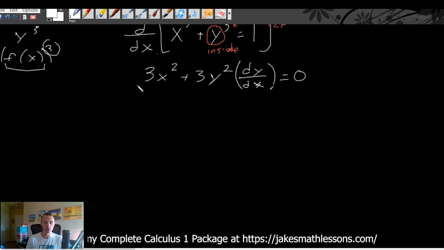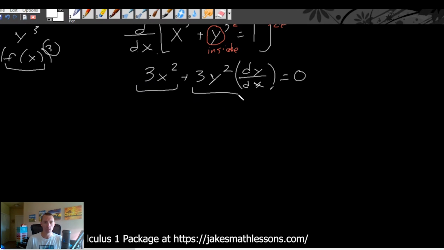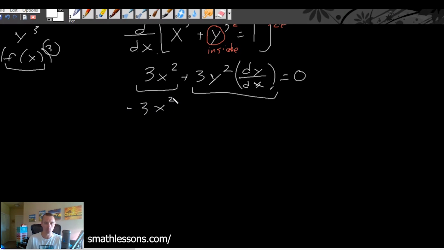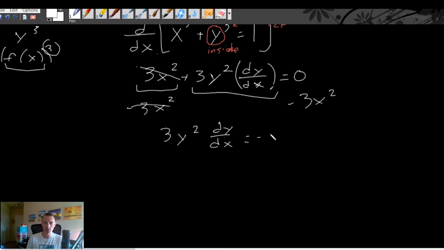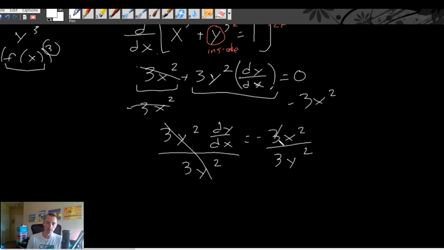So in this case, we have this term right here that does not have dy dx, this term right here that does. So we can move this term over to the other side by simply subtracting 3x squared from both sides. So that's going to cancel this term here, and we're just going to get 3y squared dy dx equals negative 3x squared. And then we can just divide by 3y squared on both sides of the equation, and that'll cancel it on the left. It'll cancel the 3's over here, so we would just be left with dy dx equals negative x squared over y squared. There's no more simplifying, nothing else can cancel here, so that's going to be our final answer in this case.